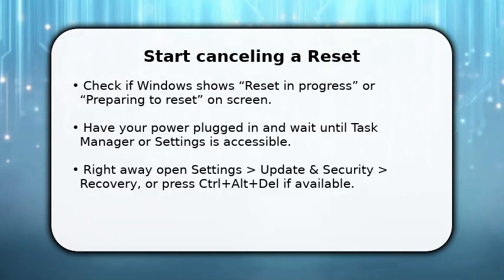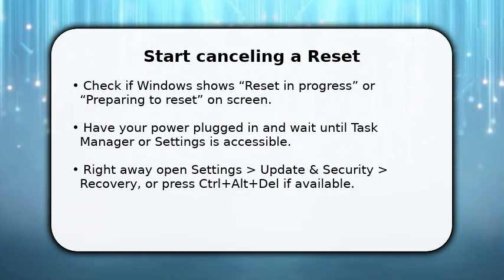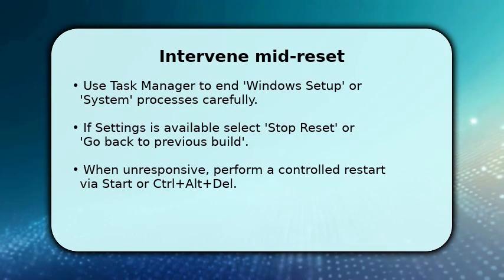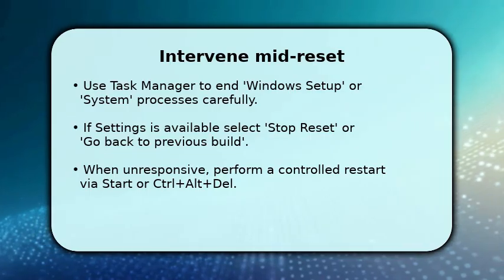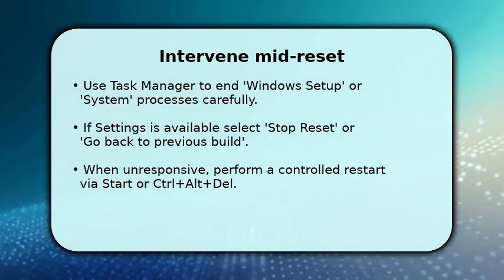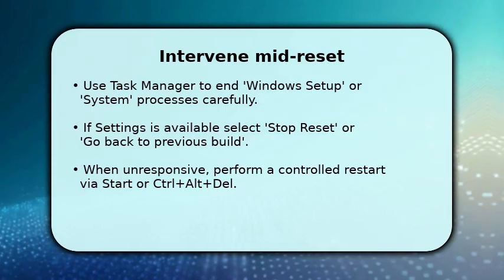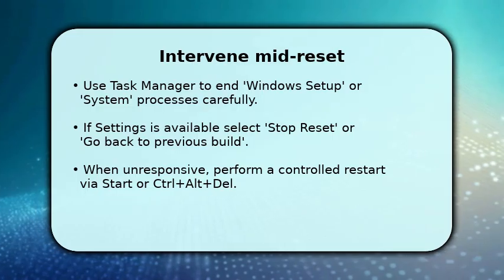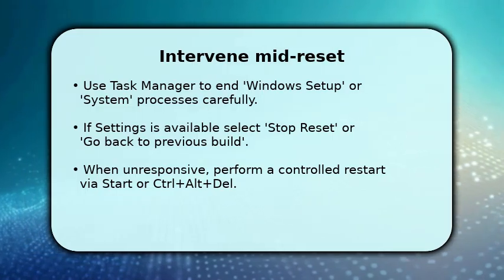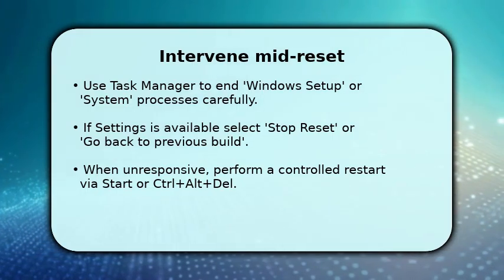Once you've opened Task Manager or Settings, focus on stopping the setup process rather than killing random services. In Task Manager, end the Windows setup or obvious installer processes. This may allow the system to abort cleanly. If Settings shows a cancel option, choose it. Selecting Go Back to Previous Build can restore your prior state.